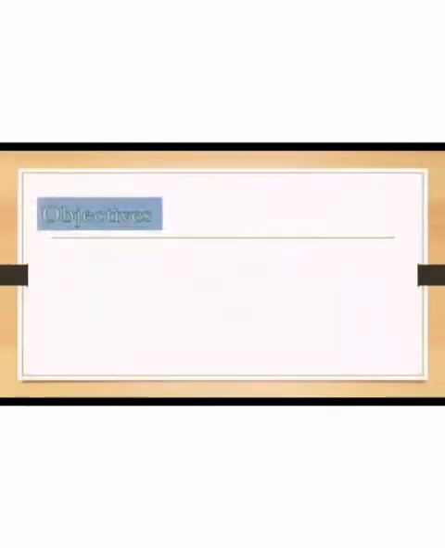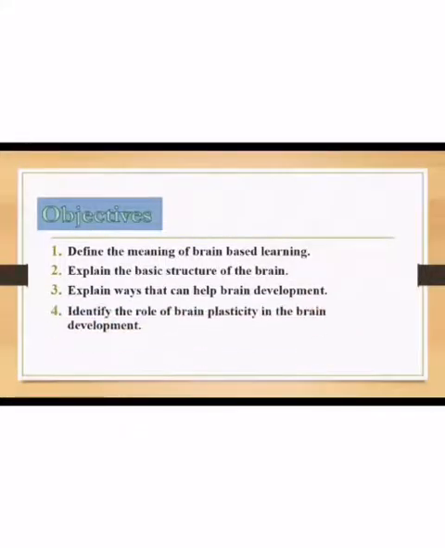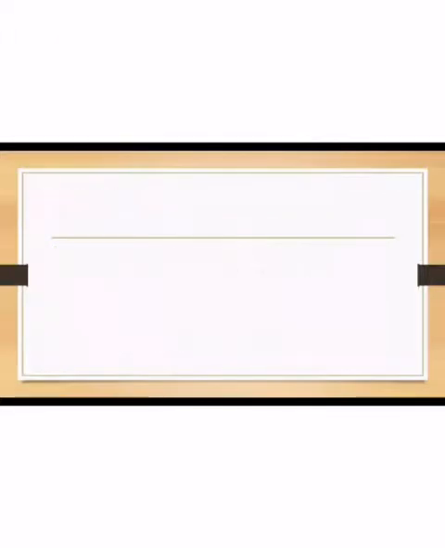The objectives of the first part of our ML Web: to define the meaning of brain-based learning, explain the basic structure of the brain, explain ways that can help brain development, identify the role of brain plasticity in brain development, and recognize different learning styles.